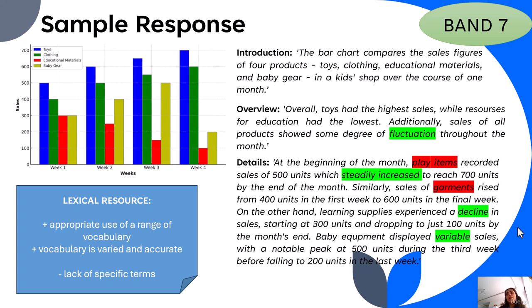The vocabulary is varied and accurate, though it could be enhanced by incorporating more specific terms related to data description and trends. Phrases like play items and garments are less precise or conventional. More varied and accurate terminology like toys and clothing would strengthen the response. A Band 8 response would showcase a wider range of vocabulary and use terms more precisely and appropriately in context.